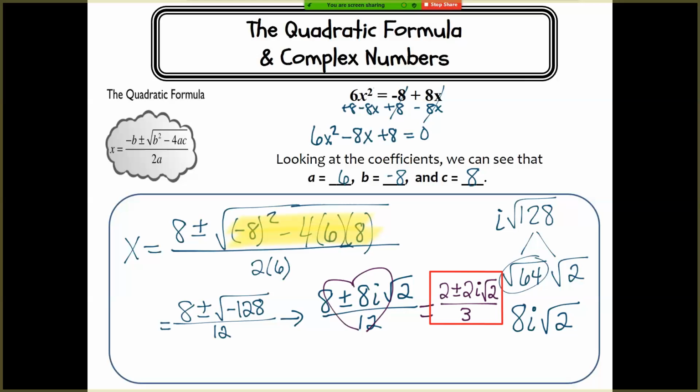Questions on this one. So they're very, very similar to what we did yesterday, except now when you get a negative number, you're just going to put an i out in front. You're just going to repeat what we did yesterday. When you get that negative underneath your square root, you're just going to put an i out front.